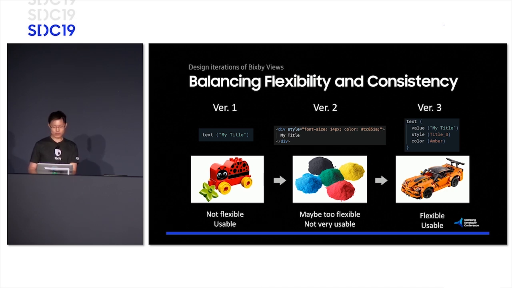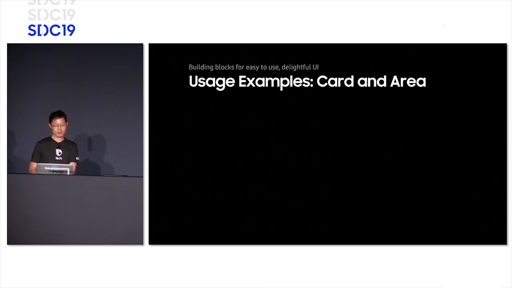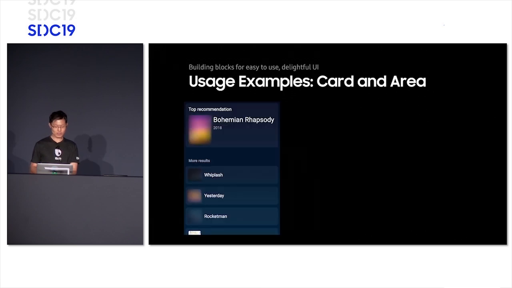What we have today, version 3, we are trying to find the right balance. It provides a good amount of flexibility while maintaining a coherent look and feel that's important for usability. Let's look at some examples in the real world to see Bixby View in action. The first one is a movie recommendation list.